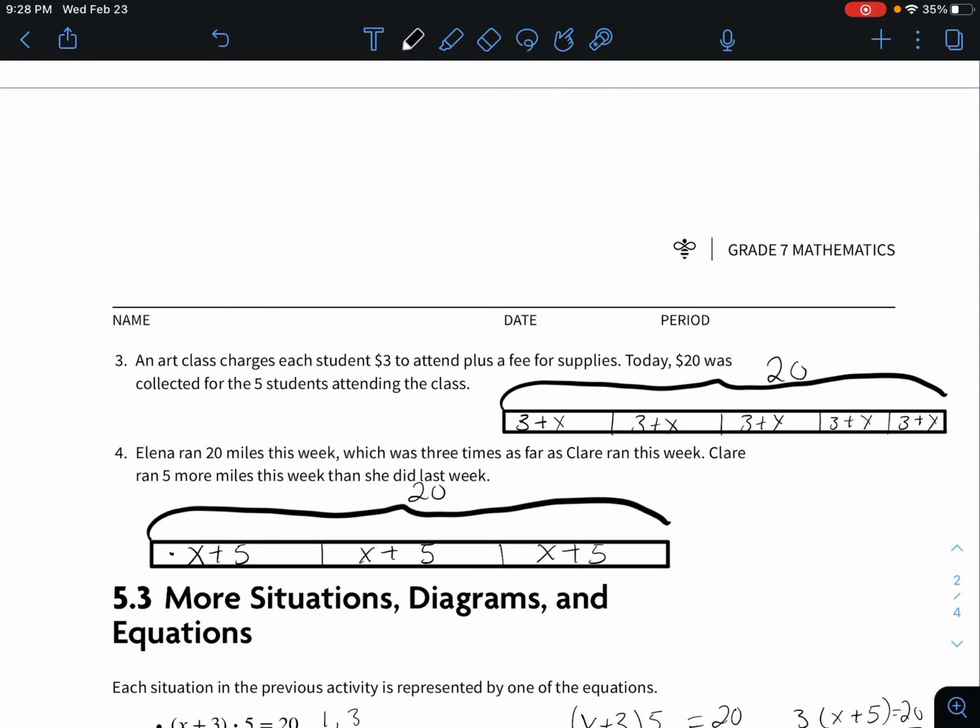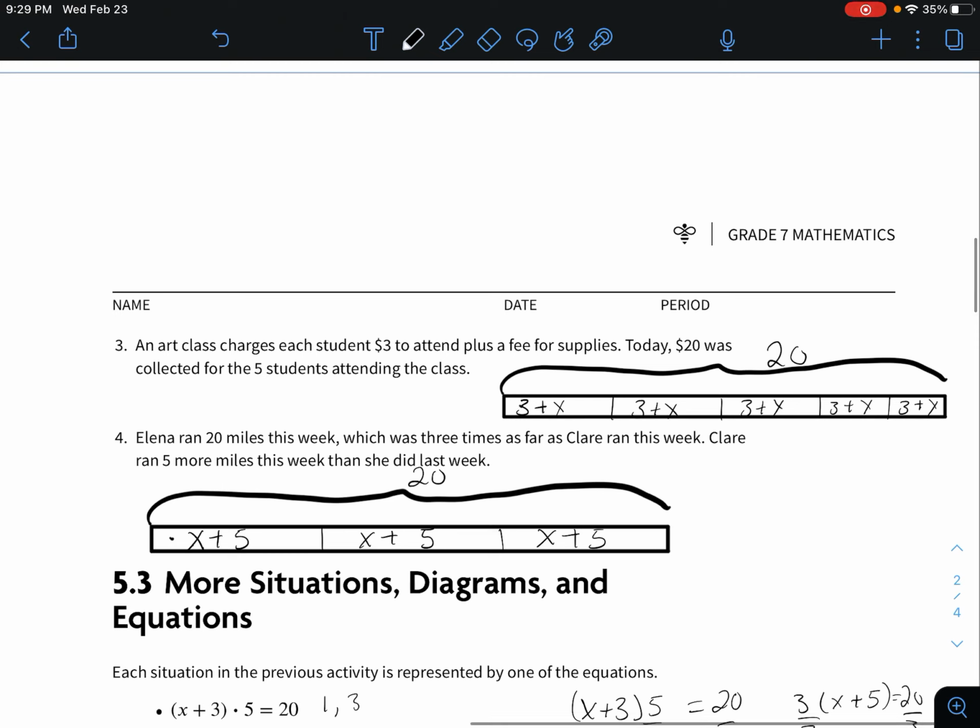It says an art class charges each student $3 to attend, plus a fee for supplies. Today, $20 was collected for 5 students attending. Okay, 5 students attended, so we break the tape diagram into 5 equal boxes. Each student had to pay the $3 to attend, plus the supply fees. So the total was $20. So that's what is represented here. 3 is the cost to attend, and then X was the price for the supplies.